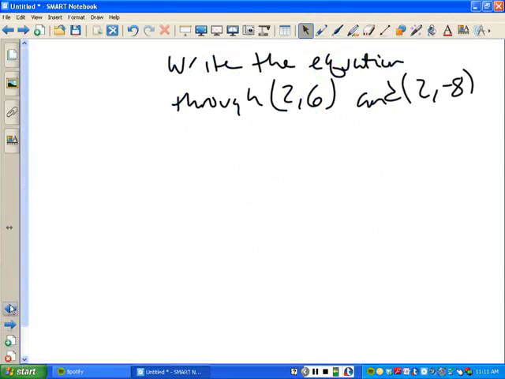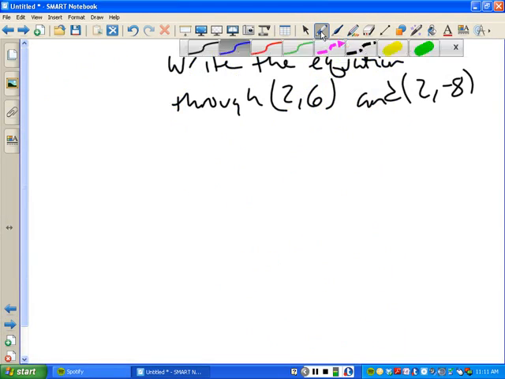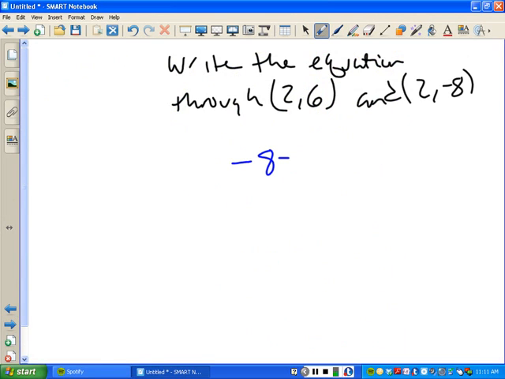Write the equation through (2, 6) and (2, negative 8). Now this is, I think, a really hard one here. And by hard, I mean if you don't know the answer, you're never going to figure it out. That sounds so stupid. Like, of course, if I don't know the answer, I'm not going to figure it out. But here's the deal. You got to find the slope. So when you get negative 8 minus 6 over 2 minus 2, and you get down to negative 14 over 0, this is a problem for you, because this is undefined.